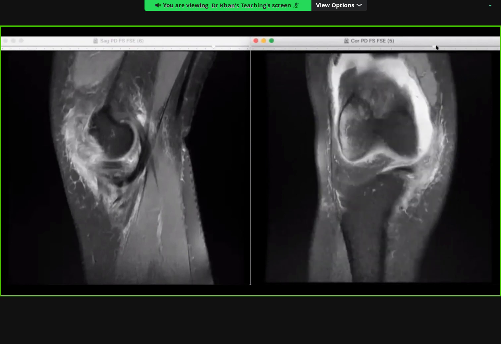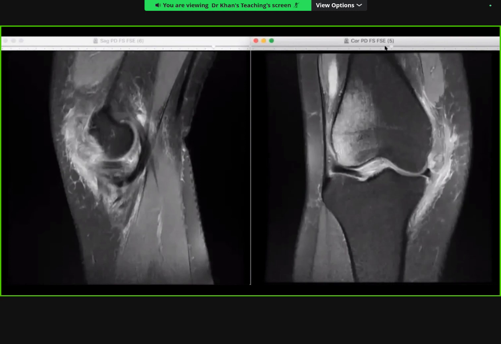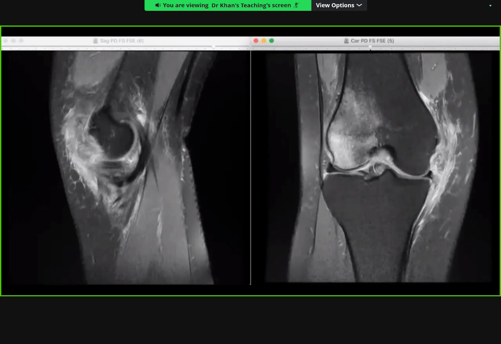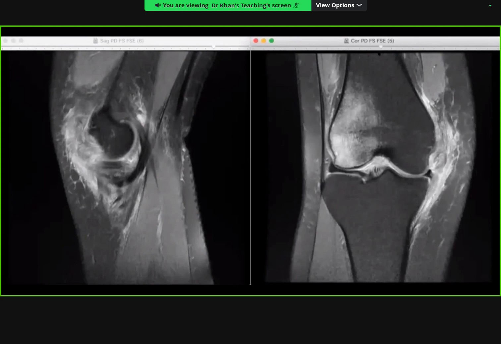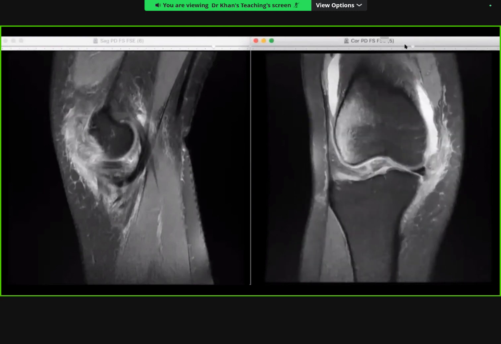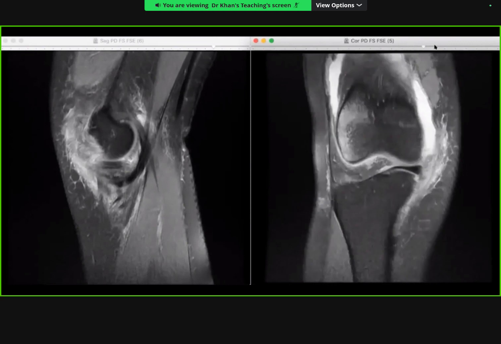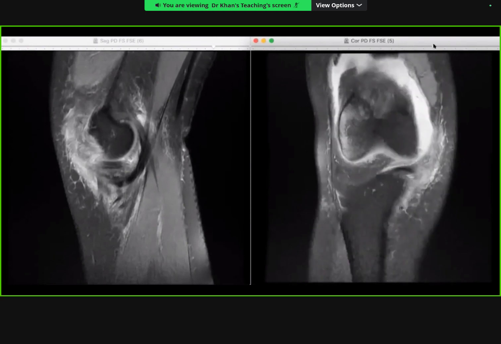So again, the torn PCL is noted. The menisci are normal other than slight extrusion, which may be related to posterior displacement of the tibia. The medial collateral ligament is torn, with significant soft tissue swelling around it. I would like to also assess the knee on the T1 and the axial PD fat-saturated sequence, but I can summarize the findings.